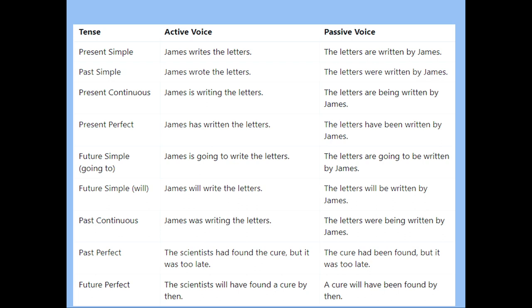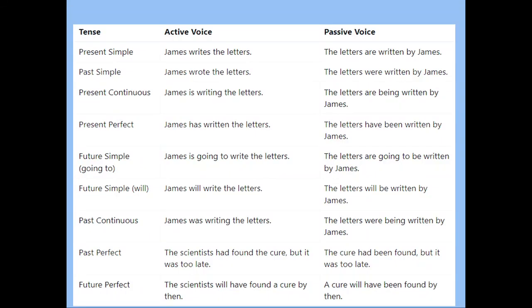And similarly, James is writing the letters. Could you identify what tense this is? Present continuous. Correct, because writing has ing, and I have just now told you that whenever there is ing, you must put being in the passive form. The letters are being written by James. Identify the tense and please write the linking verb accordingly.